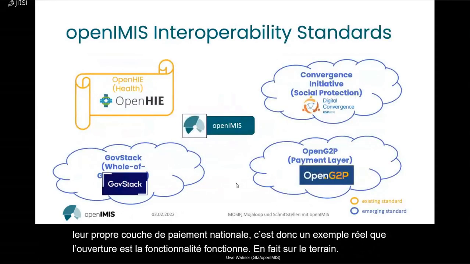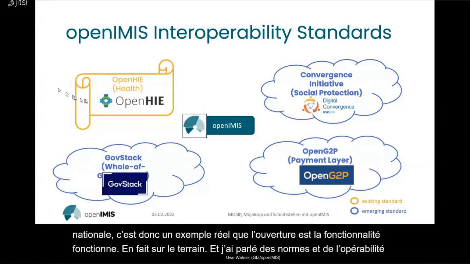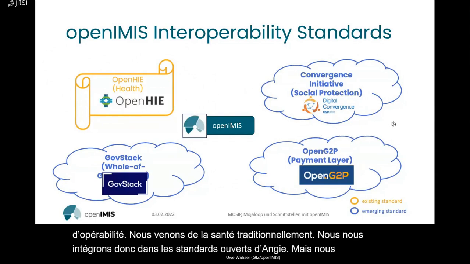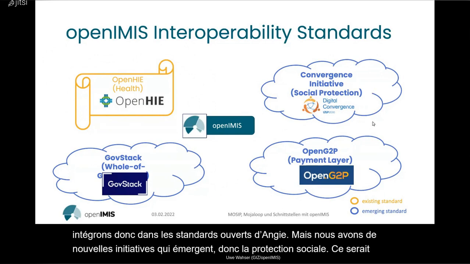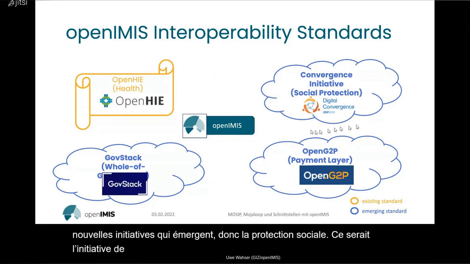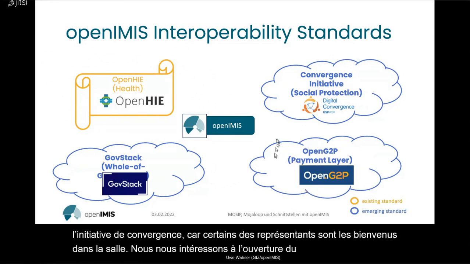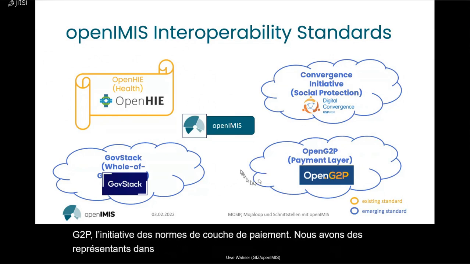Yeah, and I talked about standards, interoperability standards. We are coming from health traditionally, so there we are integrating into openHIE standards, but we have new initiatives emerging. So social protection, it would be the convergence initiative. Some of the representatives are in the room. Welcome. We are looking at OpenG2P, the payment layer standards initiative. We have representatives in the room as well. Welcome. And I already mentioned GovStack, whole of government.